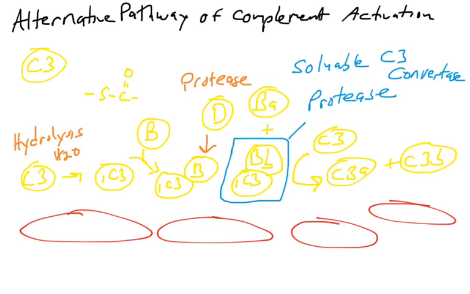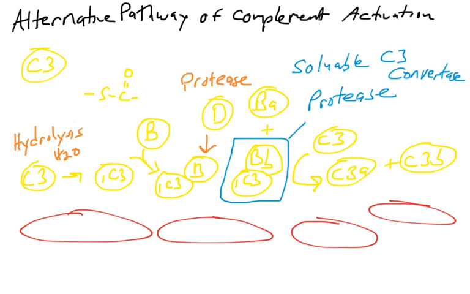I'm not drawing tons of them, but I'm showing you here that C3, just floating around, can be cleaved and converted to C3a and C3b by this enzyme called the soluble C3 convertase. And that enzyme is made by Bb that is bound to iC3. And it's soluble. It's floating around near the surface of pathogens. Okay, so now that C3 is cleaved into C3a and C3b, what's going to happen? C3a does something which we'll get to later.